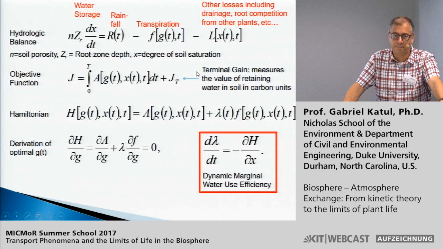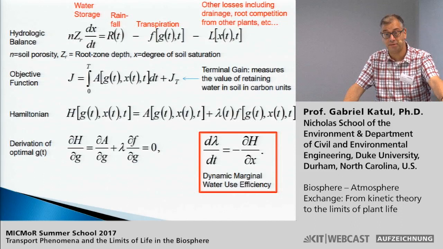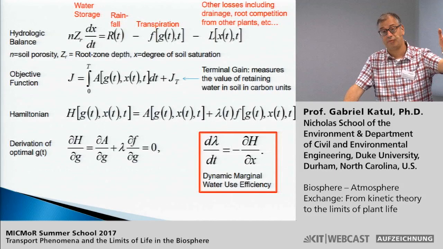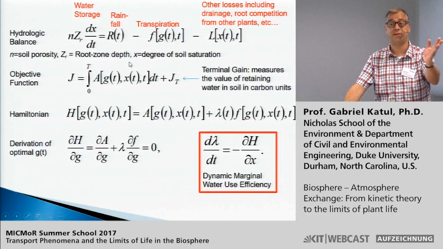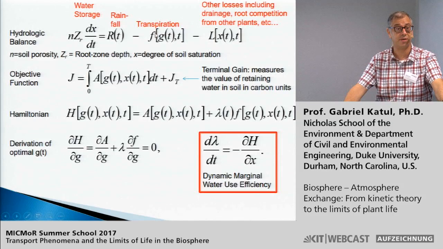So if a plant is aggressively using water, it doesn't care about leaving any water in the rooting zone. But if a plant is adopting a very conservative strategy because of uncertainty in rainfall, you probably want to leave some water in the rooting zone. So in fact, this terminal gain, as we shall see in a minute, allows us to at least pit different strategies of plant water use in this optimality theory and link them to the operation of the stomates, the leaf.